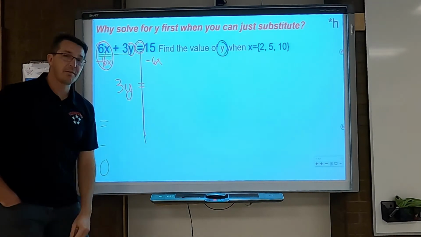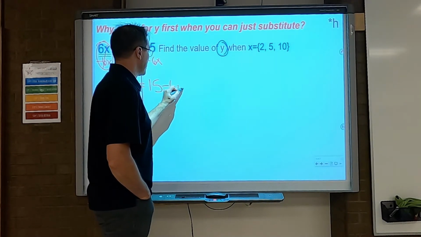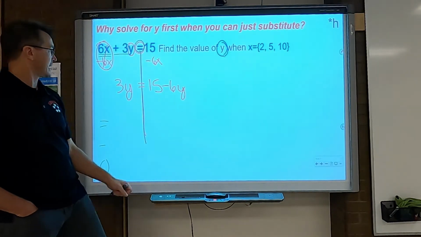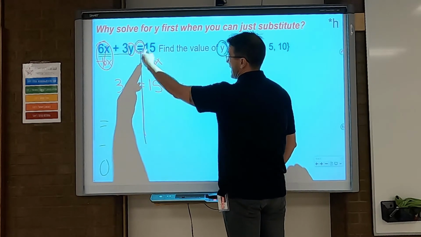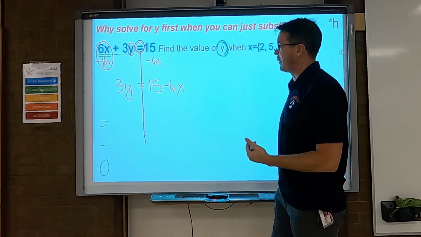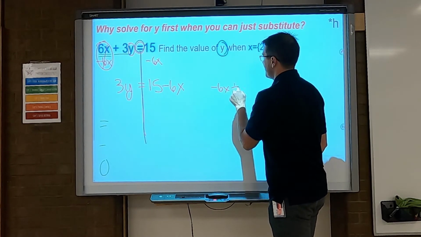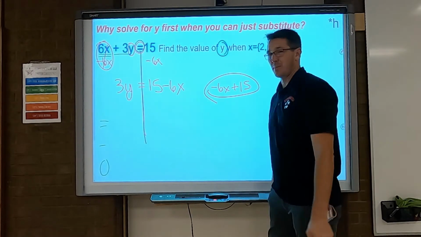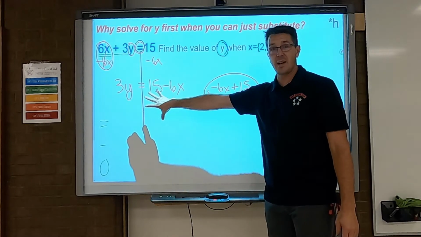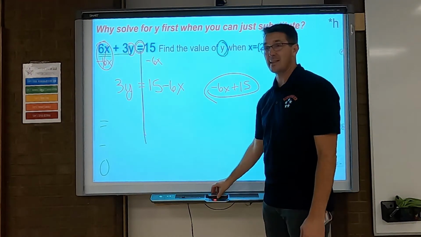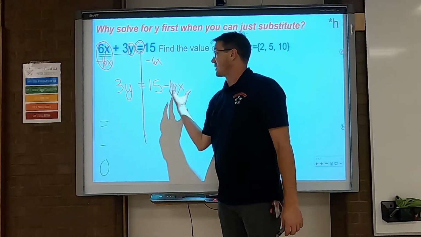And now this is where things can get confusing for people. Some people want to just put 15 minus 6x, and that's completely okay, because that's the way you wrote it. But some people are like, oh yeah, you're supposed to put variables before constant, and they'll go negative 6x plus 15. That confuses a lot of people. For what we need you to do, since we're going to be substituting values in, you can just leave this as it is. But if you want to write it that way, that's also okay.